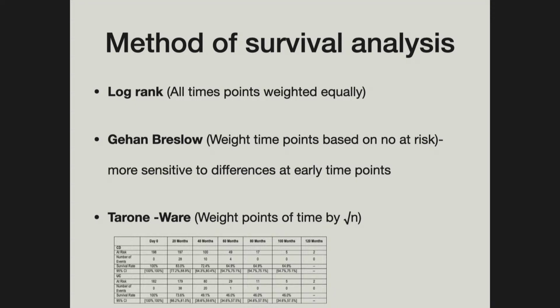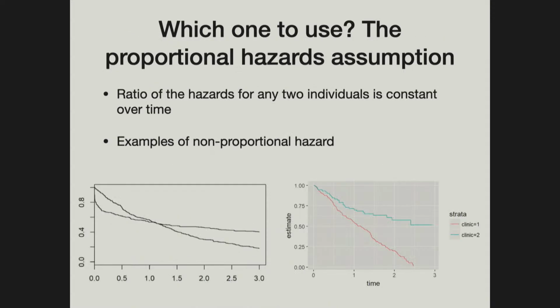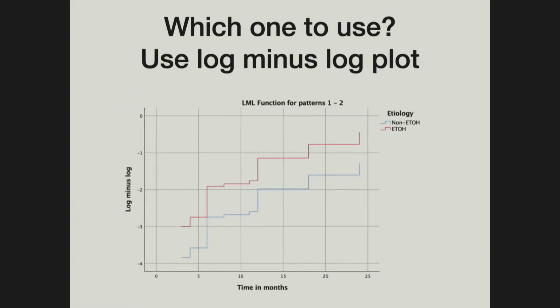There is a log minus log curve, which I will show. The different methods of survival analysis are log rank, Breslow, and Tarone-Ware. So which one to use? There should be a proportional hazard assumption. Usually, if the hazard functions coincide or intersect with each other, or go away from each other, like in the right-sided example, then the hazards may differ over time, so the comparison may not be appropriate.